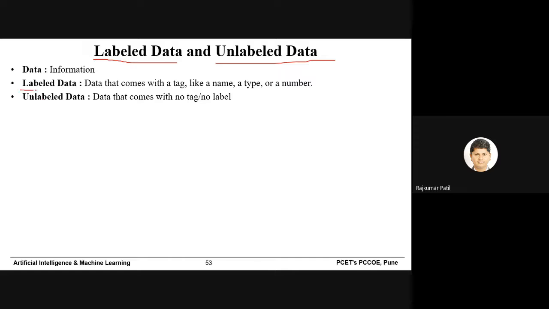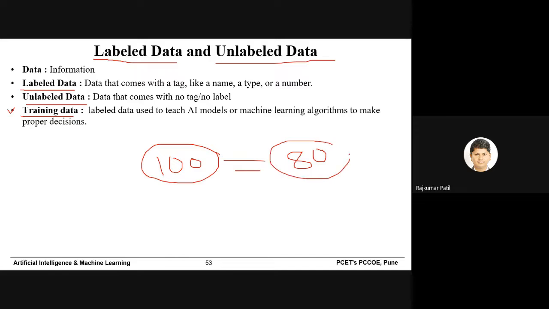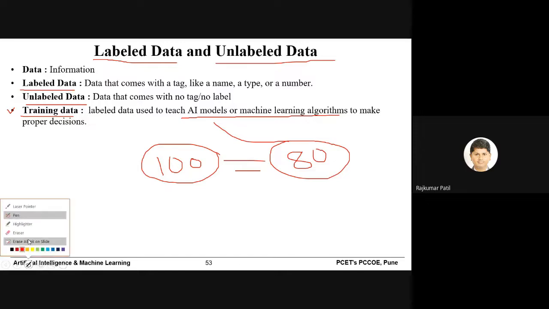Again, suppose we have either labeled data or unlabeled data, how do we develop a machine learning algorithm? So the first step is we need to train on the data. Suppose you have a 100 data set. So this is the total data set. Out of this 100 data set, we will take some of the data for training purposes. If you are taking 80 data out of 100 for training, then it is called the training data set. And on that 80 data set, the AI model or machine learning algorithm is trained and some predictions can be made.